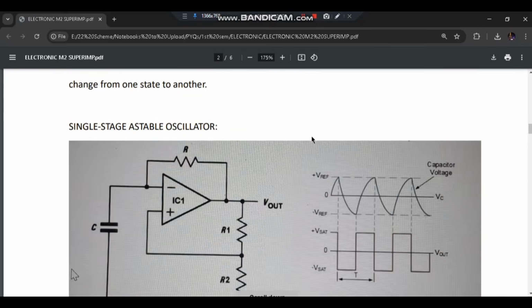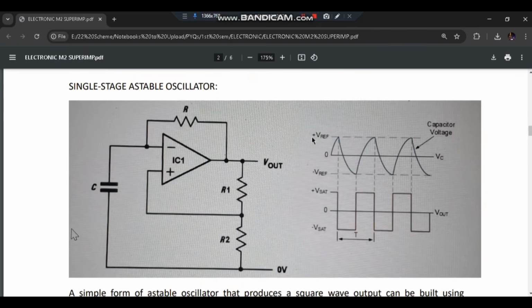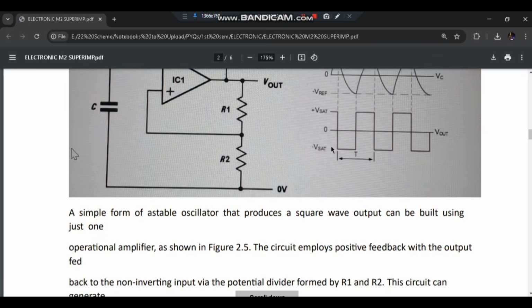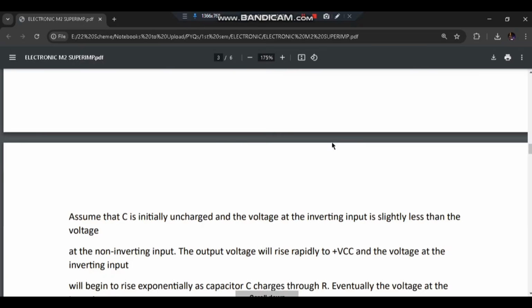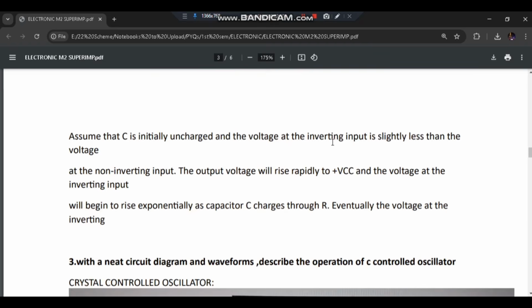Now the single stage astable multivibrator will be like this. Here there will be a resistor followed by the op amp, and this will be a capacitor followed by two resistors here. And this is the waveform. This is the capacitor voltage, and this is the output which gets converted into the form of square waves. This is the astable oscillator using op amp with waveforms. This is the key point in it.